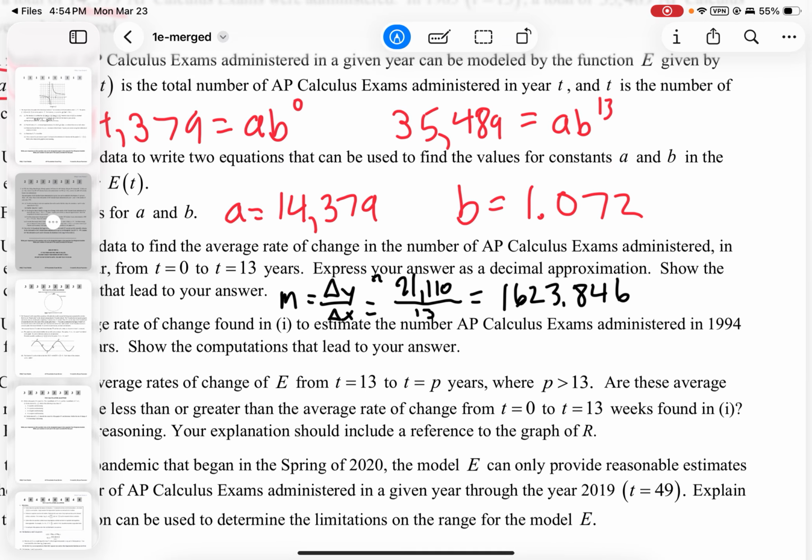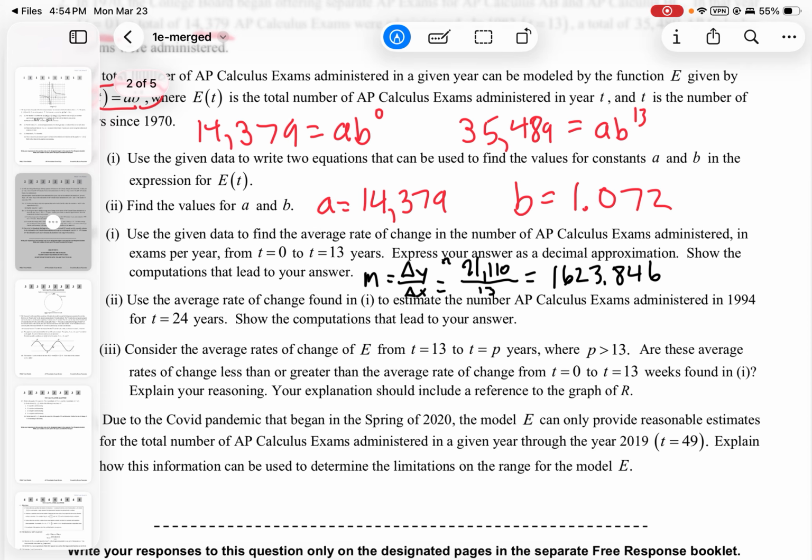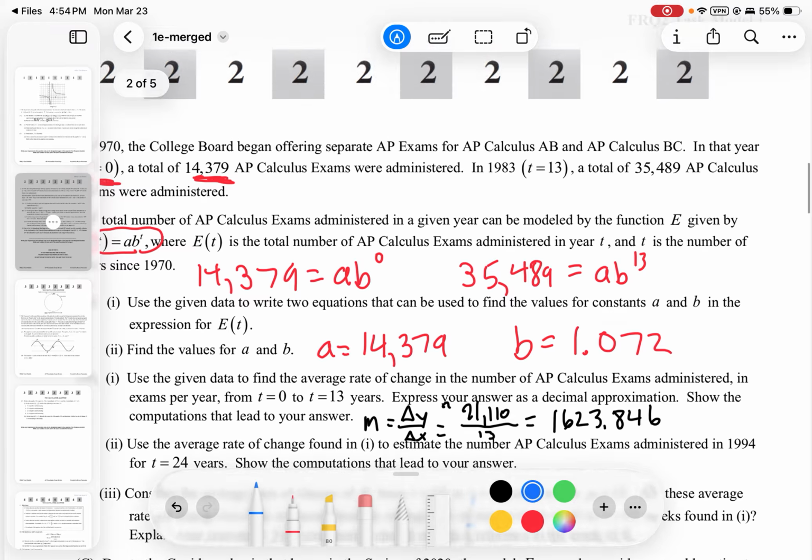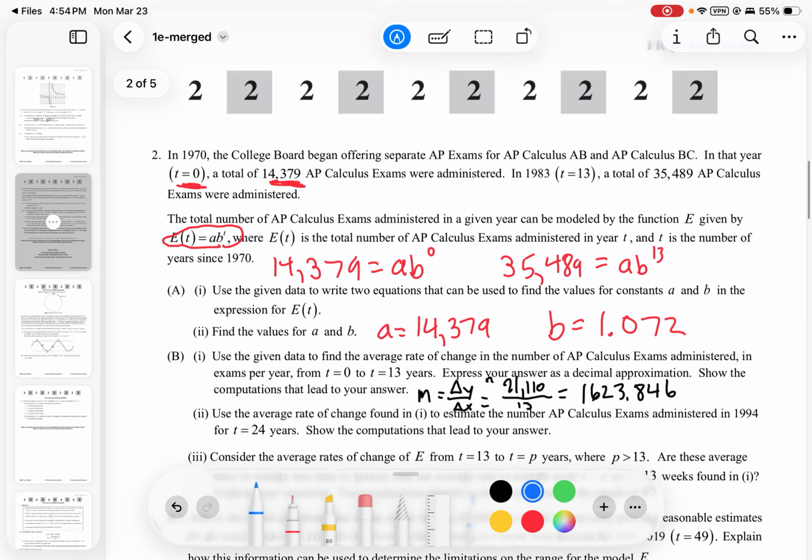All right. So now we're going to use that average rate of change. B2 is always going to ask to use that average rate of change. I think I gave some bad advice in the past on this, so listen close. We do want to create a linear function, but we want to use the most recent data that we have available. And the most recent data that we have available is in T13.